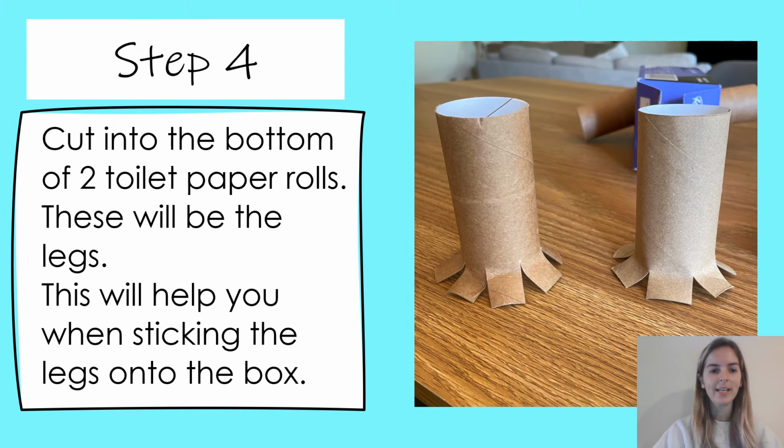Step 4, cut into the bottom of 2 toilet paper rolls. These will be the legs. This will help you when sticking the legs onto the box. Now what I've done is I've got a pair of scissors and I've just cut little slits in the bottom of the toilet paper rolls. And then I've just folded them because I was thinking if I'm going to sticky tape this onto my body, onto my crackers box, it might be a little bit hard to stick. But this way I have these flat surfaces which will help me.